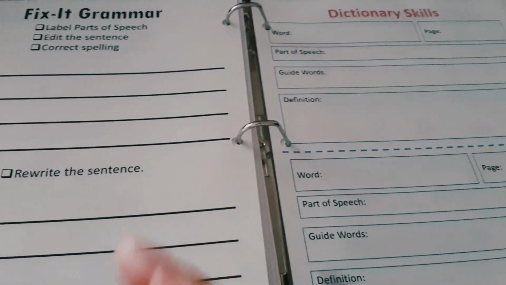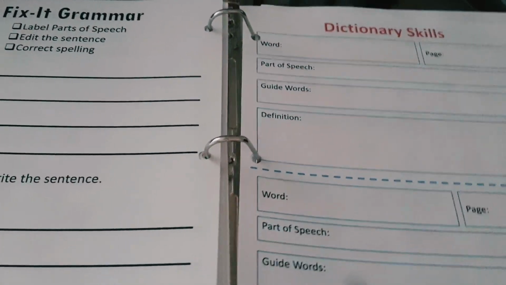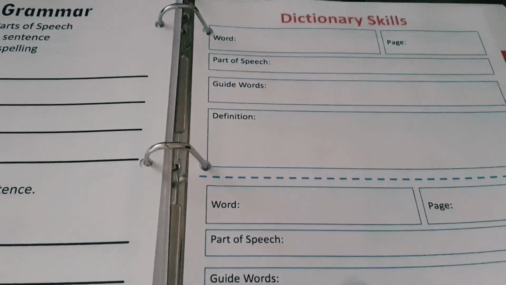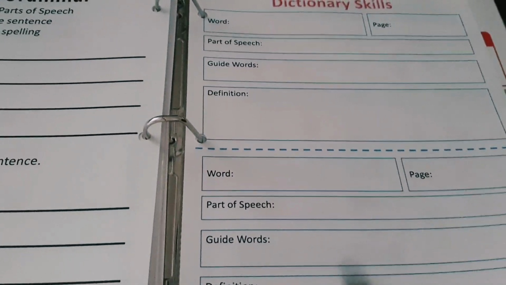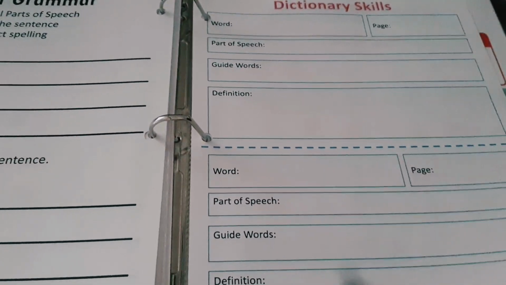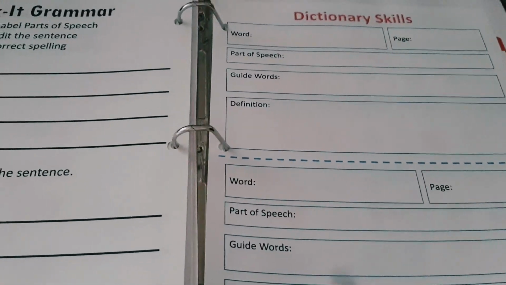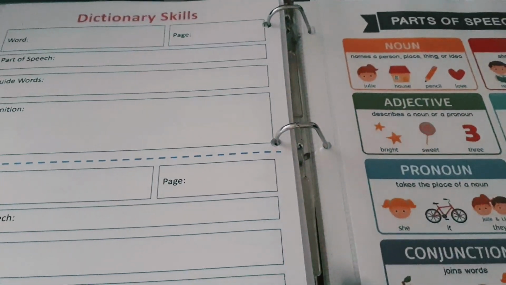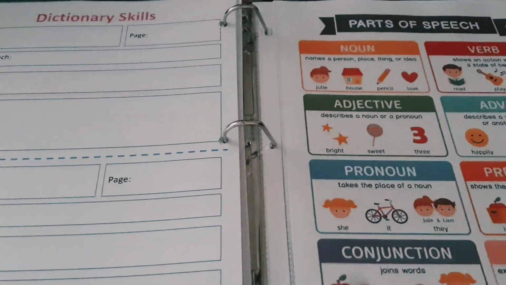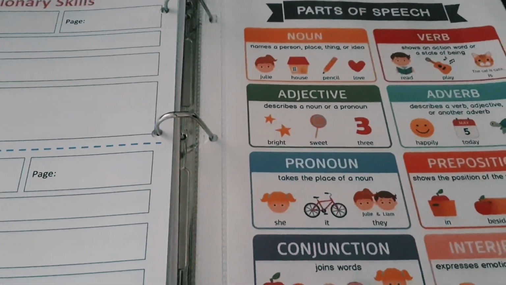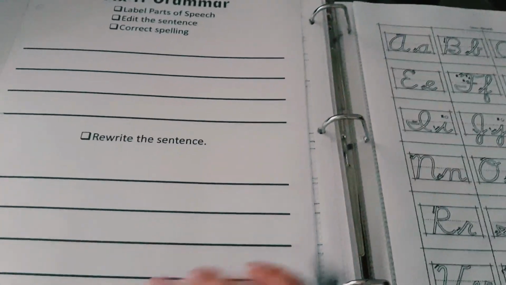Speaking of that, so I did make that, of course. Also, I made this dictionary skills page where I would give her a word, maybe once or twice a week. She'll look up that word, give me the page number, parts of speech, guide words, and the definition. So she is going to learn how to use that dictionary this year, which should help a lot with her spelling, and with her writing when she has to do some editing.